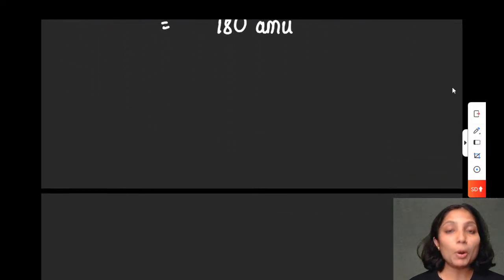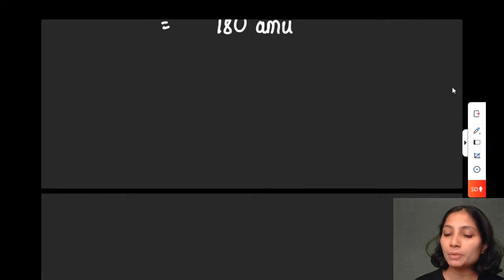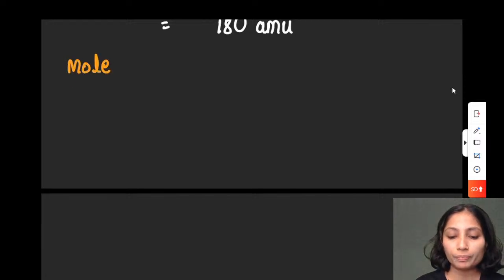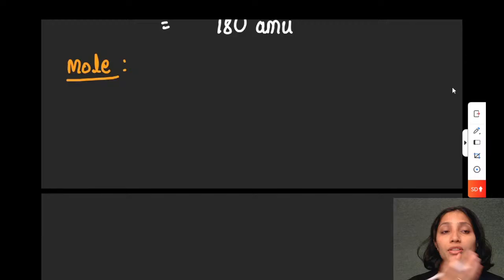Now comes the important term, that is the mole concept. This is very, very, very important, the mole concept. So let's start with the mole concept. Now, what is this mole? Does anybody know what a mole is? We know it's a unit to measure something.